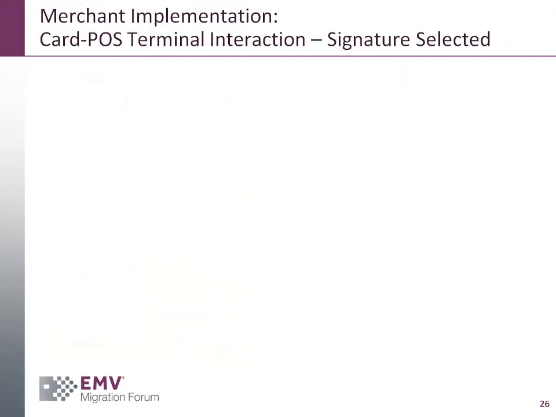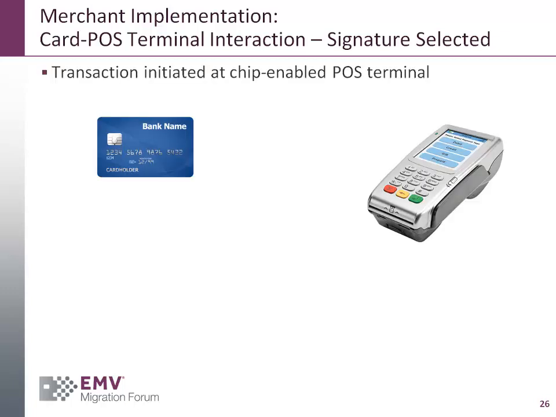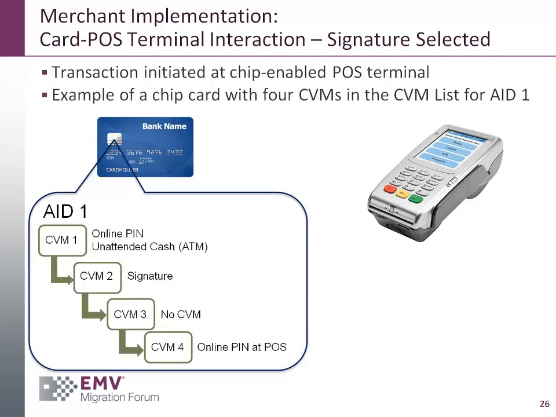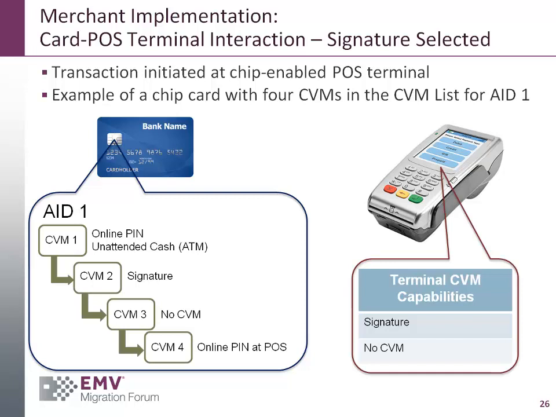Let's walk through an example of how the CVM that will be used for a transaction is actually selected when a chip card is used at a chip-enabled POS terminal. At this point in the transaction, the AID to use for the transaction has already been selected. The card in our example has 4 CVMs in its CVM list for AID 1. The terminal supports signature and No CVM.